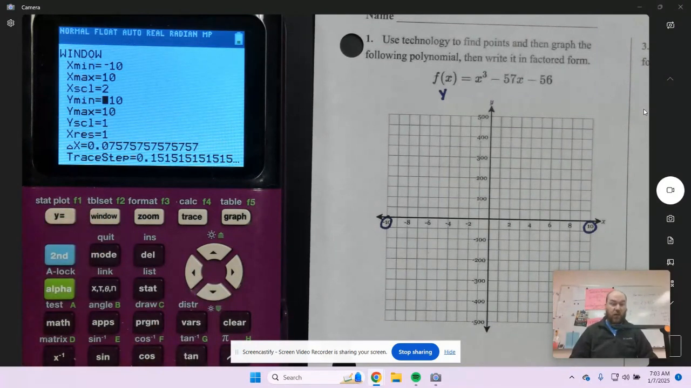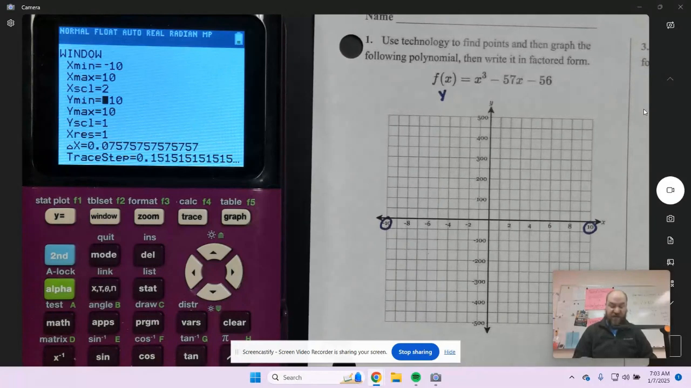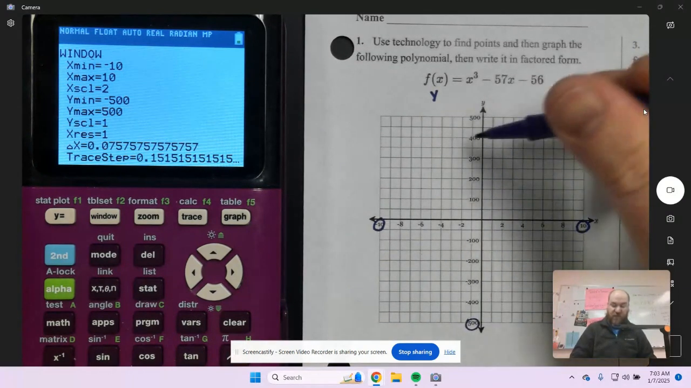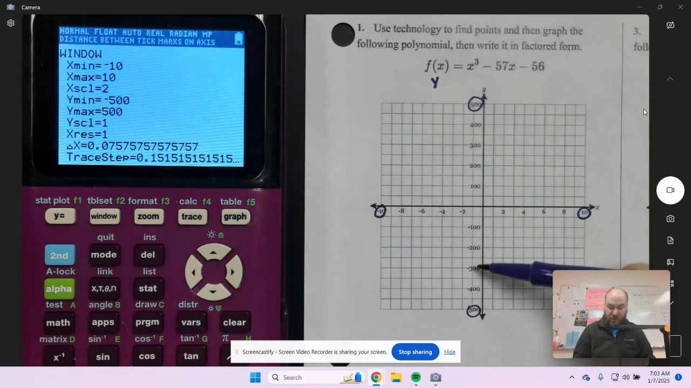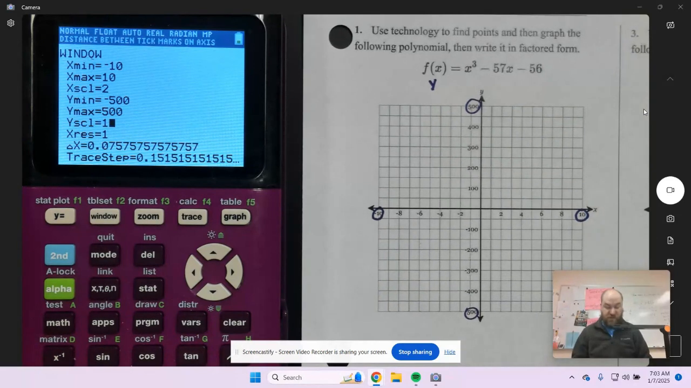Now our y min is not negative 10, it's negative 500. Our y max is positive 500, so we type in those numbers. And then what is our y scale? What are we counting by? We're counting by 100s. And then we don't change these bottom three, x res or delta x or trace step.